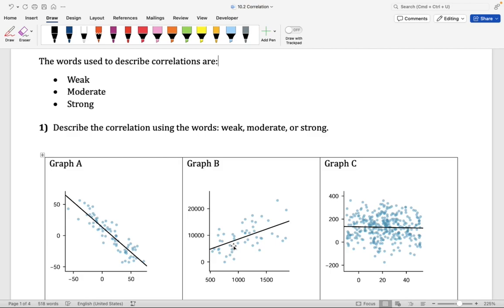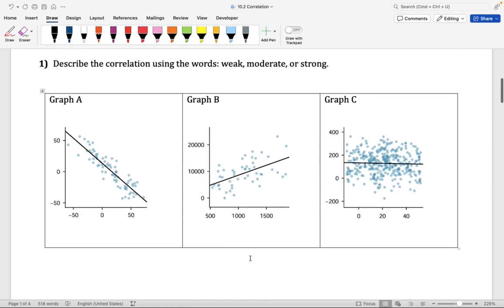I mean, there's going to be times where we say the relationship is really weak, or somewhat weak, or somewhat strong, or very strong, or very, very strong, right? So we can add words to describe the degree or intensity of the correlation. But the most commonly used words that you're going to see when describing correlation will be these three words.